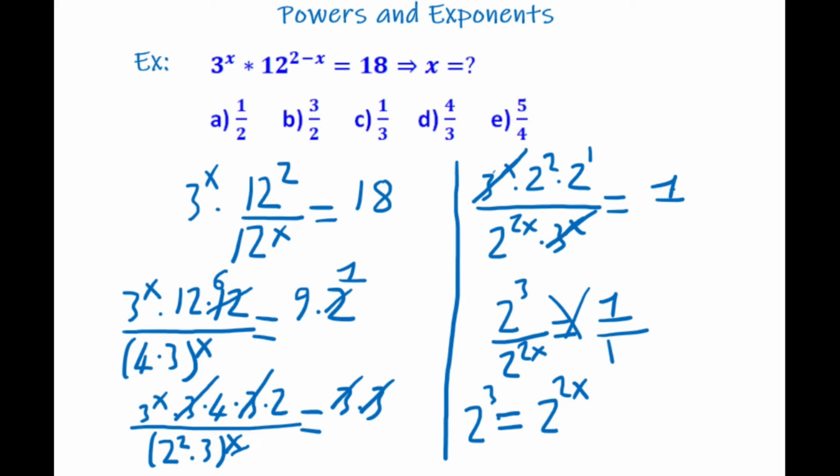And now in this equality, as you can see, the bases are the same. That means the powers should be the same also. So 3 is equal to 2x. Divide both sides by 2. Once you do that, x is 3 over 2 as an answer, which gives us B.